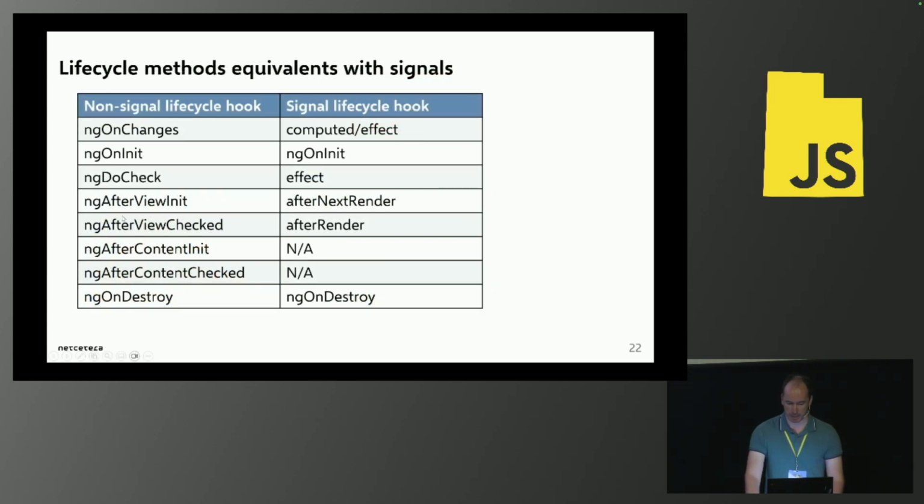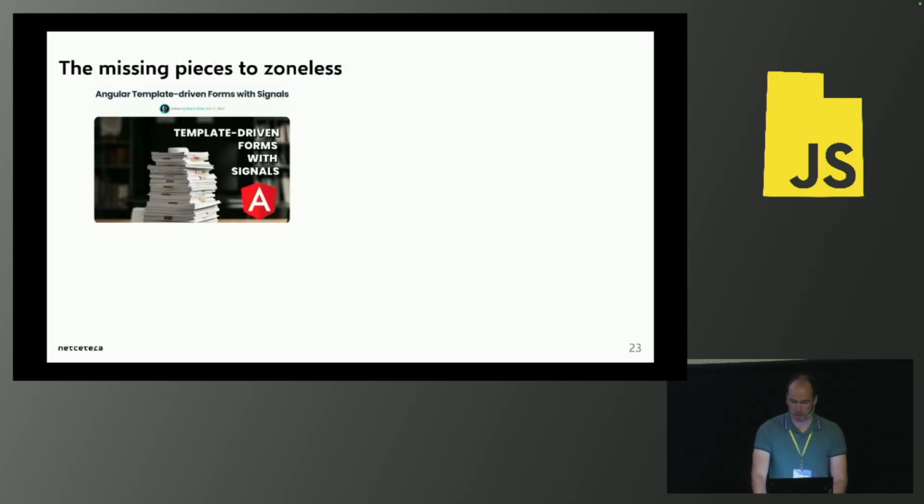This is just a short list of the methods. On the left-hand side, we have these lifecycle hooks that we know now. And if you see here, the only things that are kept are ngOnInit and ngOnDestroy. Everything else is more or less replaced with signals, apart from afterViewInit, which is replaced with afterNextRender. So also this part is covered, but no one is talking about the elephant in the room still, and this is the forms.